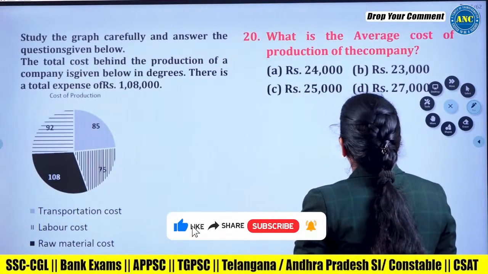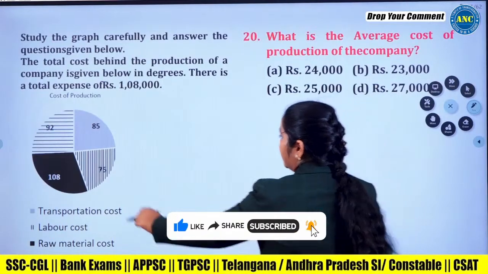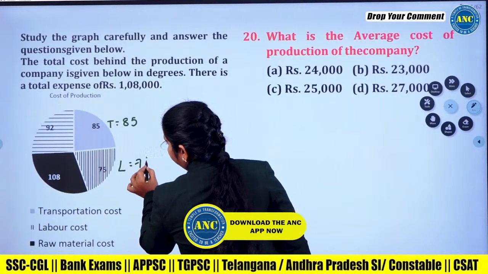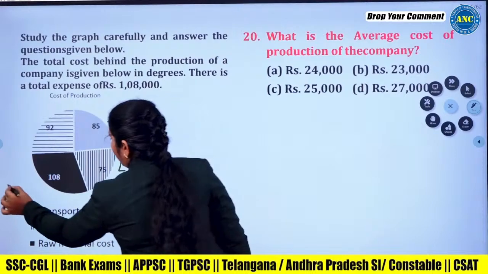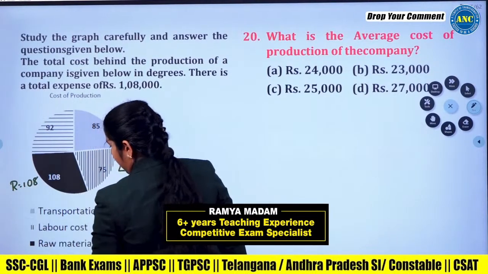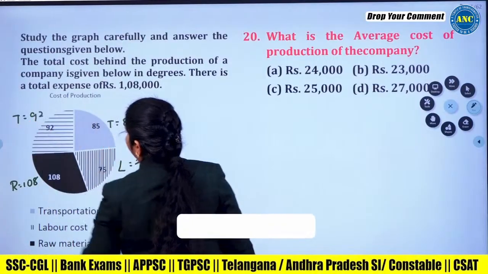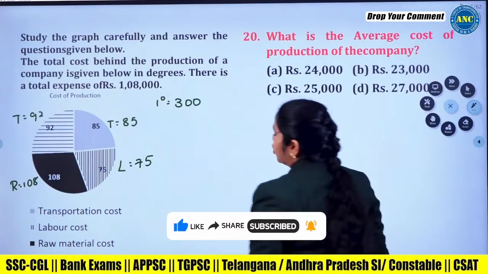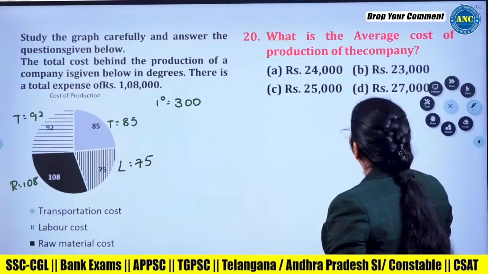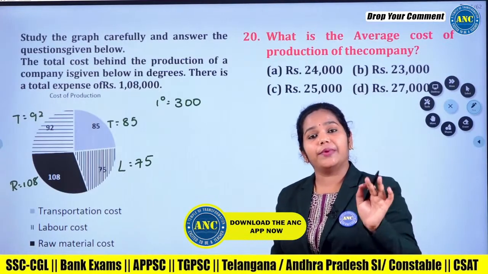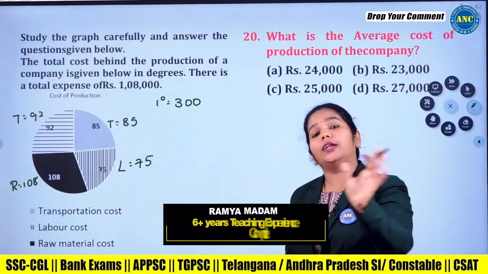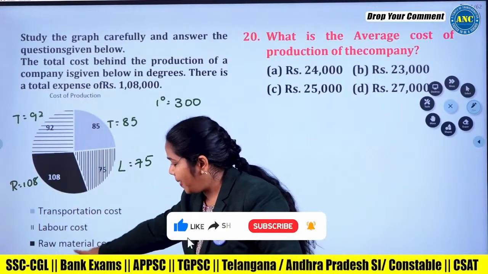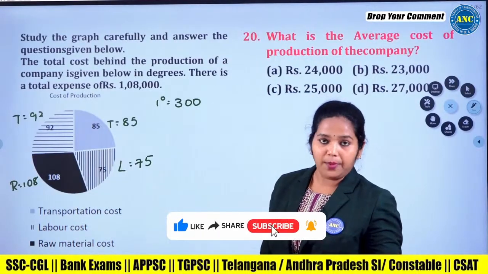What is the average cost of production of the company? When you take data again, transportation 85, labor 75, raw material 108 and tax 92. All in degrees and 1 degree value is 300 rupees. What is the average cost of production of the company? Average is nothing but total cost of production of the company divided by in how many parts it is divided. 4 parts it is divided. That is the average cost of the production here.